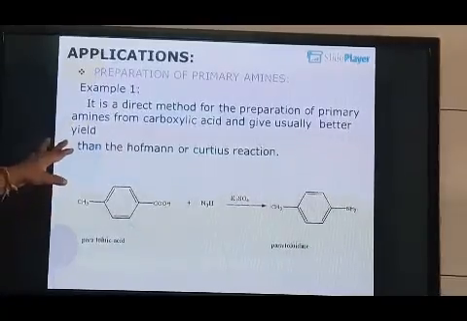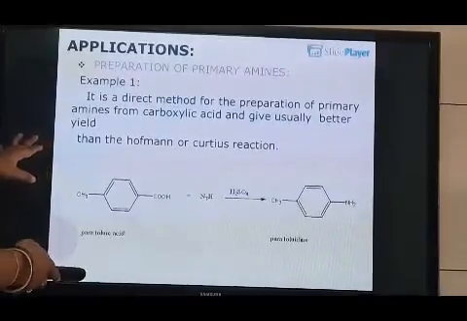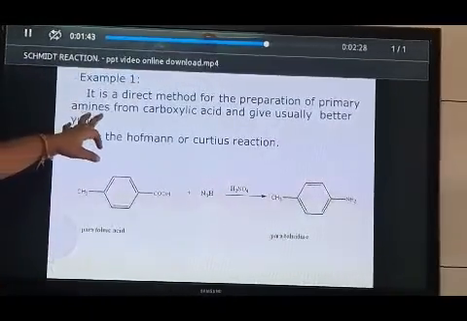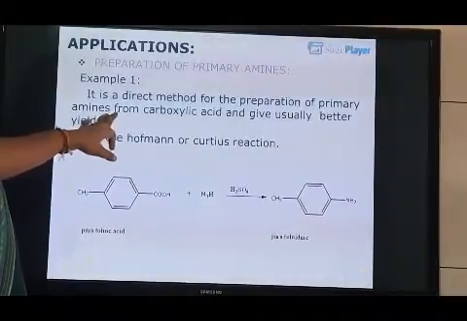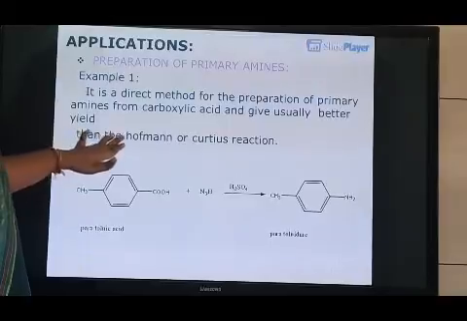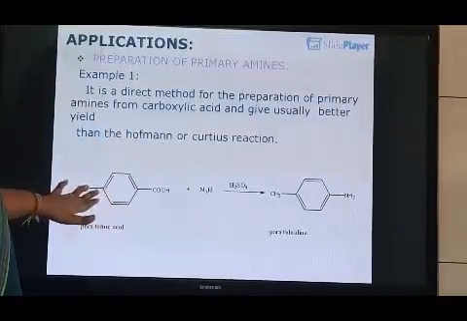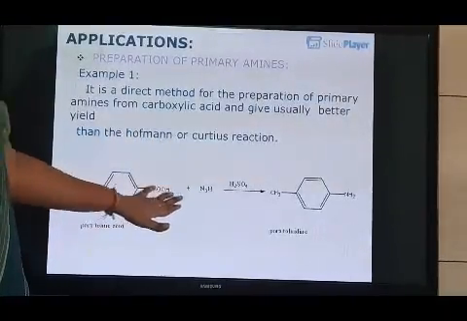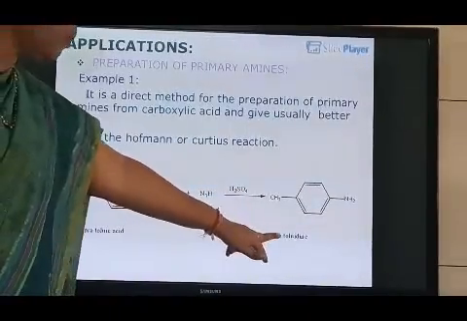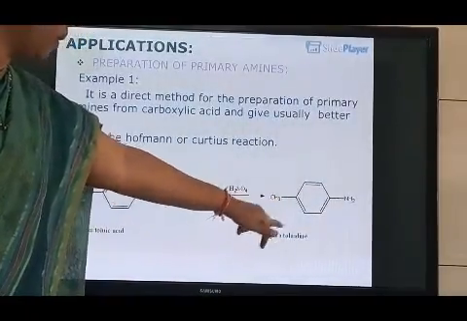Applications: preparation of primary amides. Example 1, it is a direct method for the preparation of primary amines from carboxylic acids and usually gives better yield than the Hofmann or Curtius reaction. So here we are taking simple carboxylic acids, reacting with hydrazoic acid in presence of sulfuric acid. They form para-toluidine.